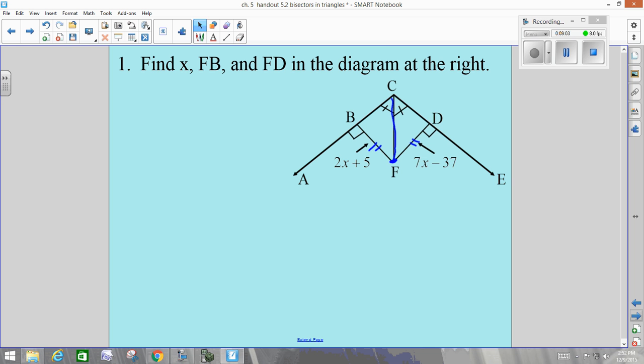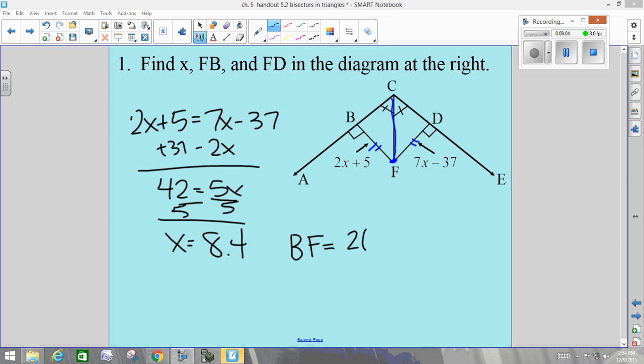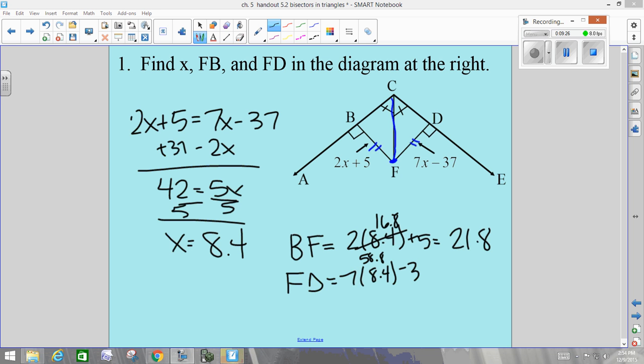All right. Solve it. Plug it in. What's 2 times 8.4? 16.8 plus 5. Good. Then you have to find the length of FD. How do you do that? Plug it in. What's 7 times 8.4? 58.8. Good job. Minus 37. 21.8. Isn't that what we wanted them to be, equal?